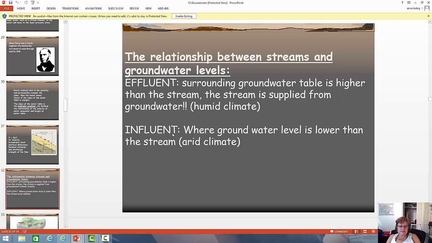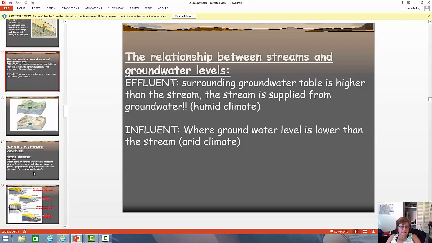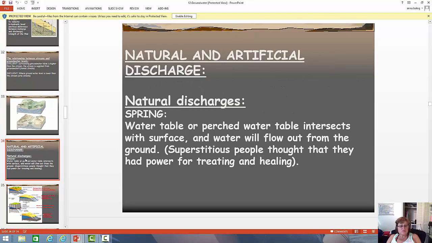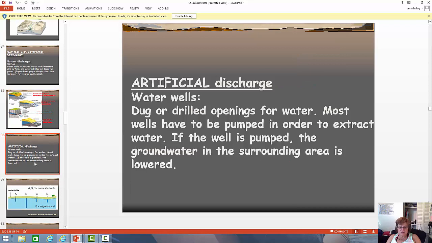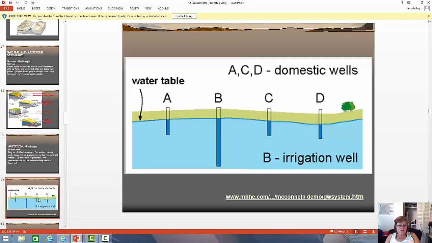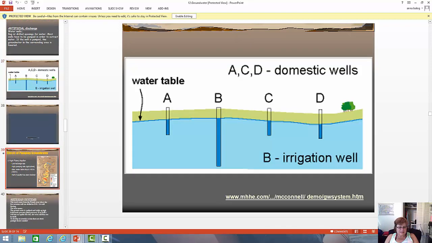You have to know the affluent and influent streams. It's not that difficult. And then the natural discharges is just a spring, different types of springs, and the artificial discharge, which is the water valve. Here you got to know the cone of depression, and I guess you will know it's not that hard.